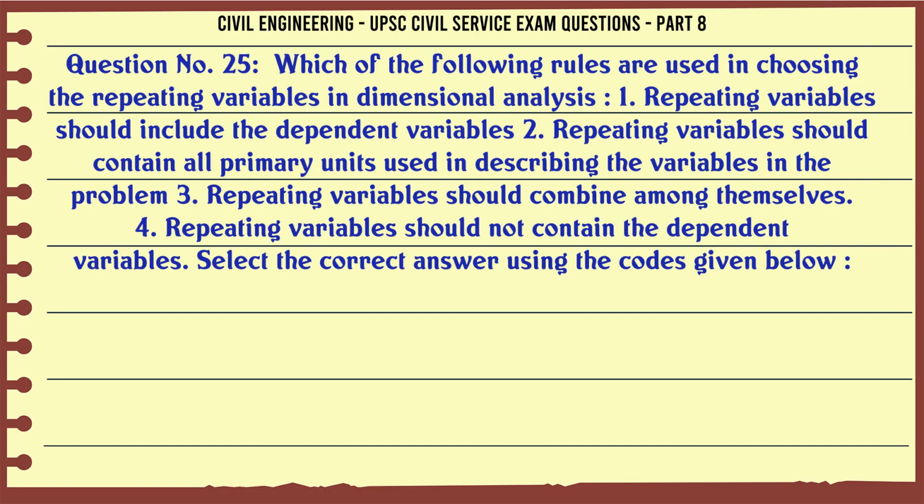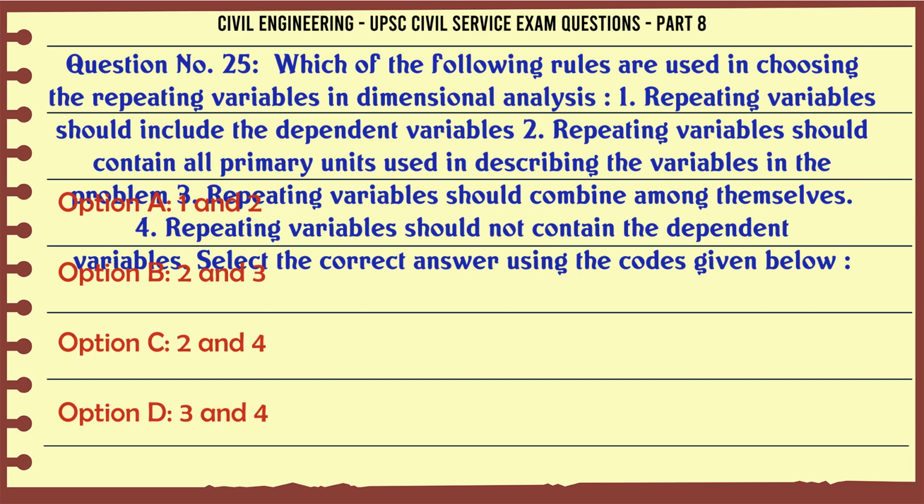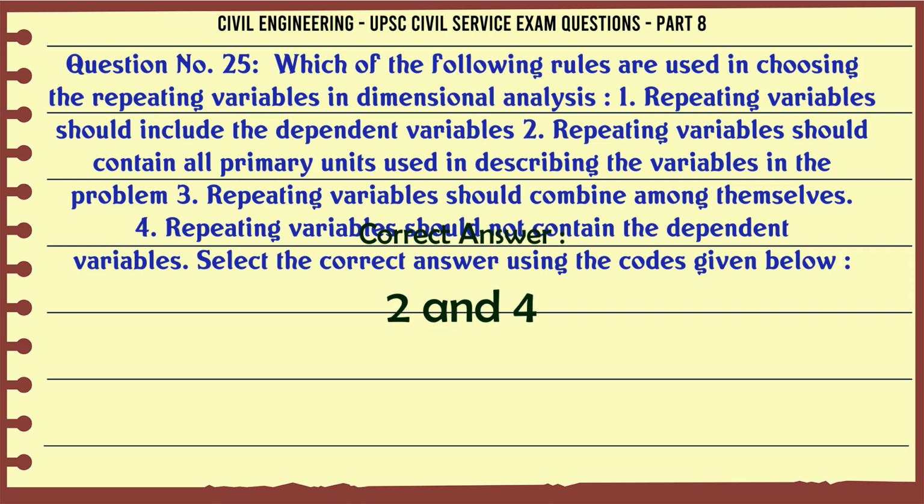Which of the following rules are used in choosing the repeating variables in dimensional analysis? 1. Repeating variables should include the dependent variables. 2. Repeating variables should contain all primary units used in describing the variables in the problem. 3. Repeating variables should combine among themselves. 4. Repeating variables should not contain the dependent variables. Select the correct answer using the codes given below. A: 1 and 2, B: 2 and 3, C: 2 and 4, D: 3 and 4. The correct answer is 2 and 4.